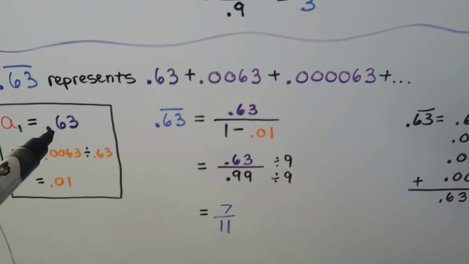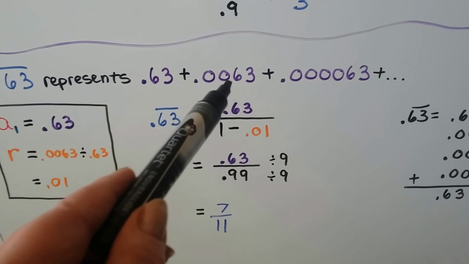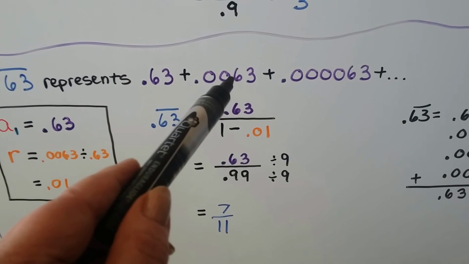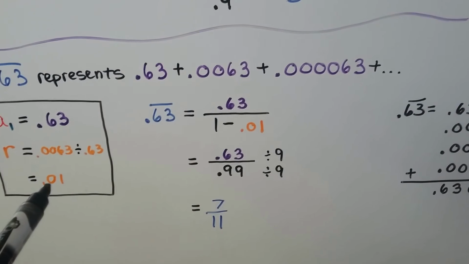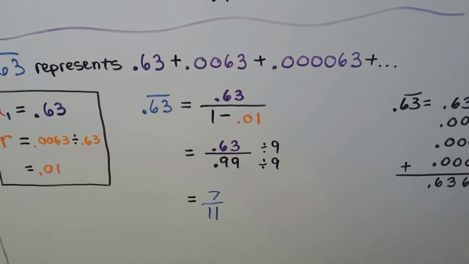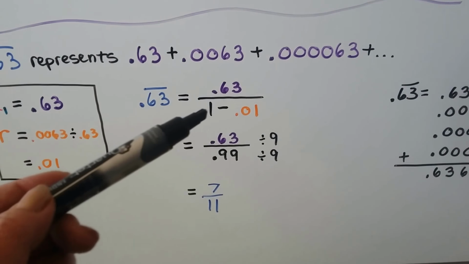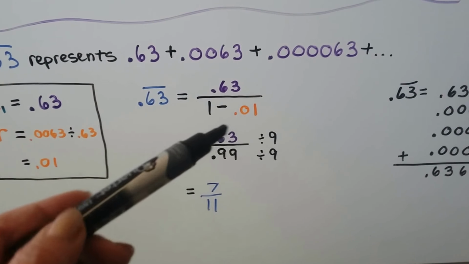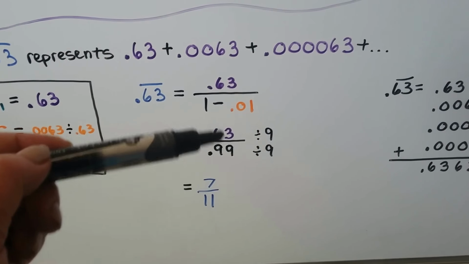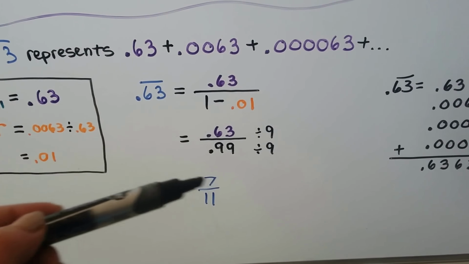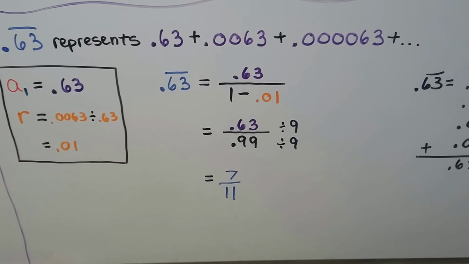We know a sub 1 is 0.63. We find r by dividing. We take 0.0063 and divide it by 0.63. We could double check it with this one. We get 0.01 for r. Now that's less than 1. So now we have 0.63 for our numerator and 1 minus 0.01, which is like $1 minus a penny, isn't it? It's going to give us 99 cents. These are both divisible by 9, so when we simplify it, we get 7/11. So this simplifies to 7/11. See?